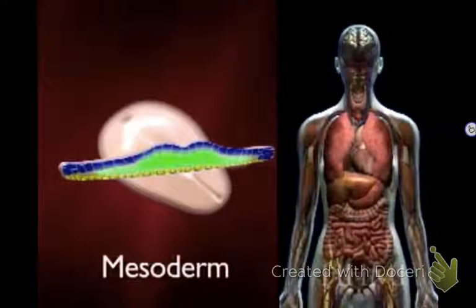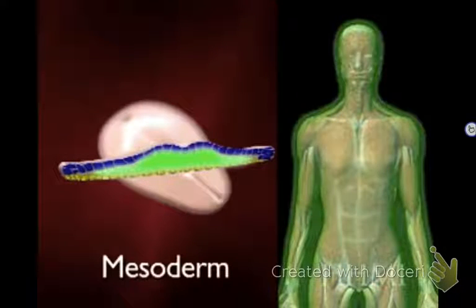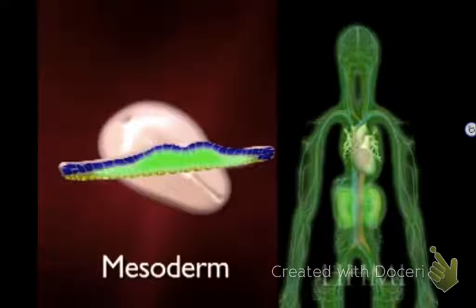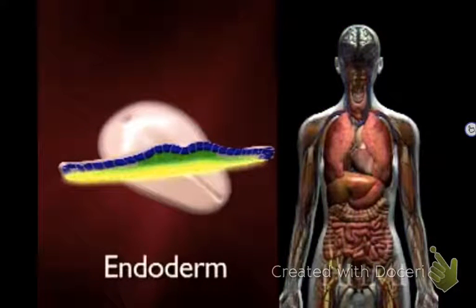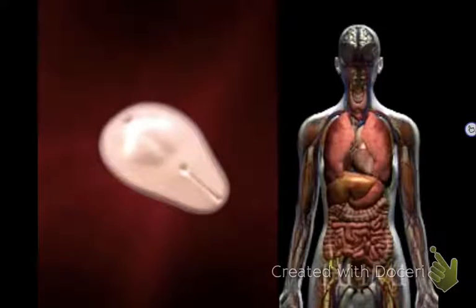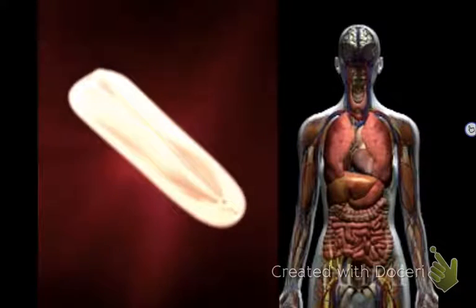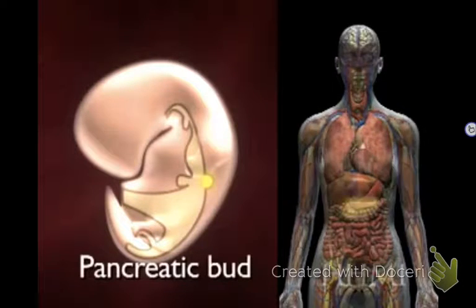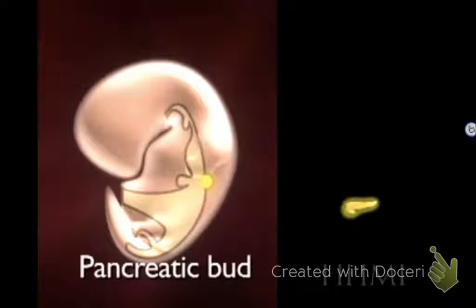The middle part, the mesoderm, green here, gives rise to the muscle, including the kidneys, the heart, and the endoderm gives rise to the whole gut tube. There you see the lung, the liver, the intestine. And to give one more detailed example of this, let's think about the development of the endoderm, and in this case, the formation of the pancreas. So there's the pancreatic bud, which comes out of the endodermal derivative.